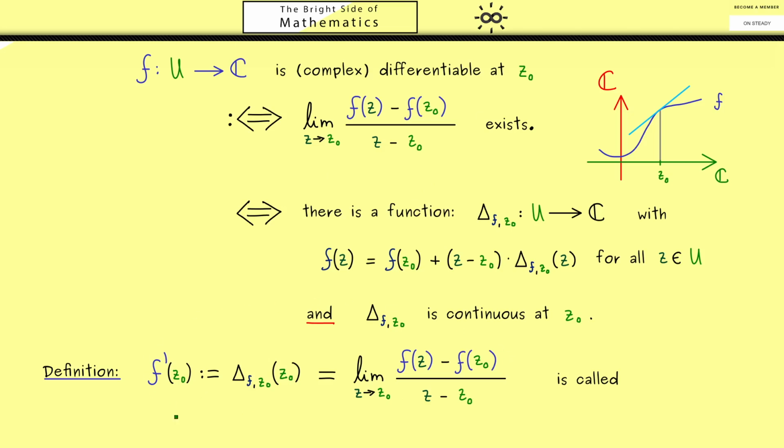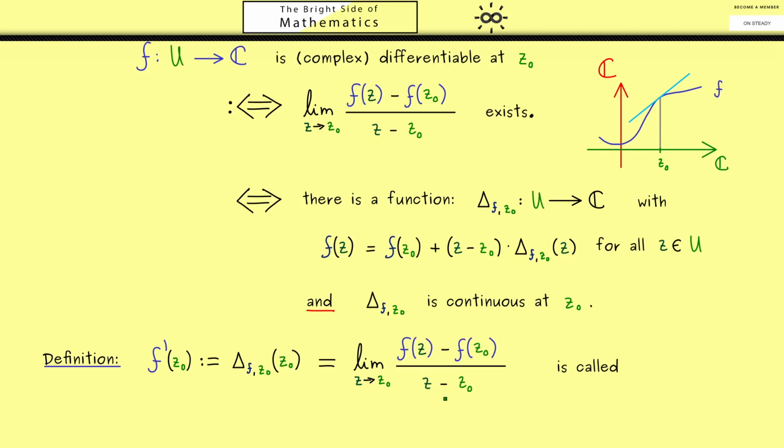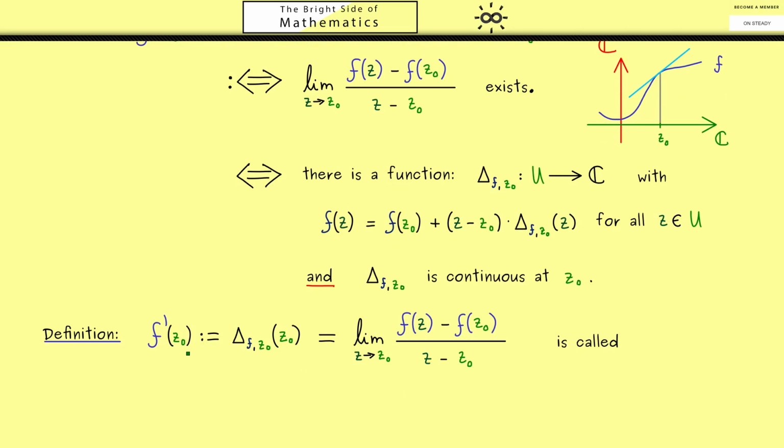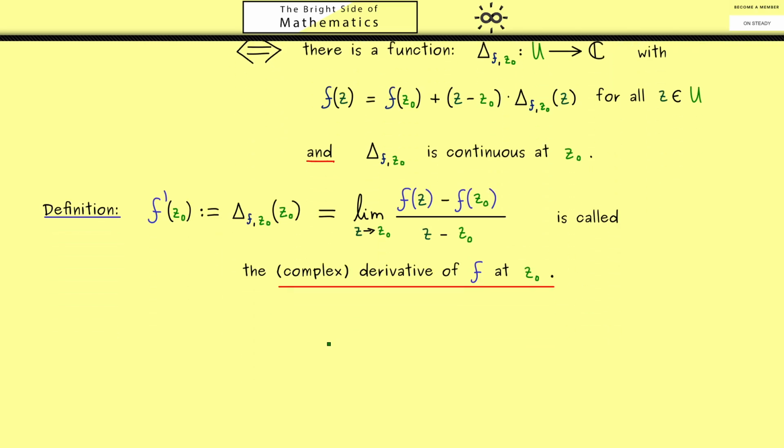And now this complex number we call the derivative of f at the point z0. And again, if you want to make it clear that we work with complex functions, you speak of the complex derivative of f at z0. So you see, the definition is not complicated at all, but please always keep in mind f prime of z0 is a complex number. Okay, then I think we are ready to look at two simple examples.